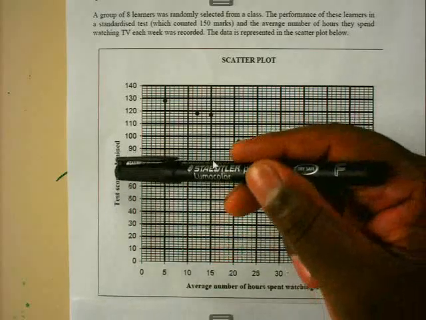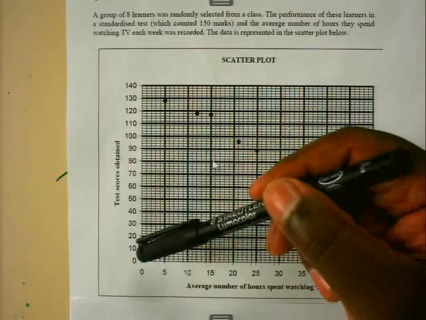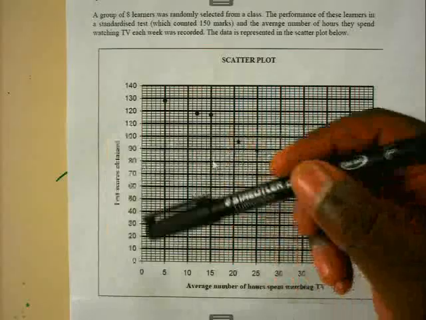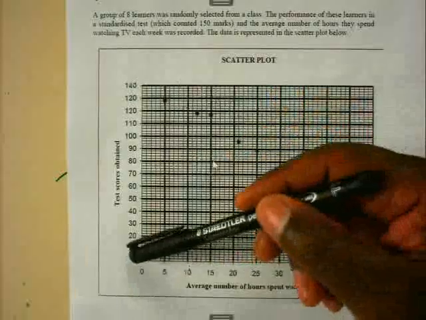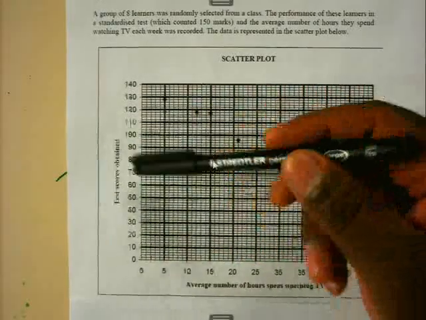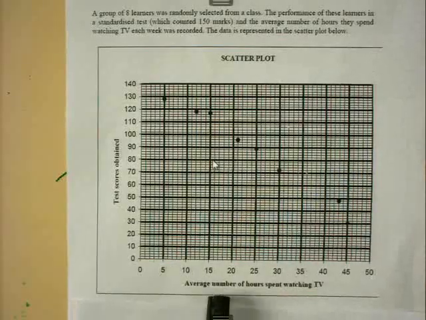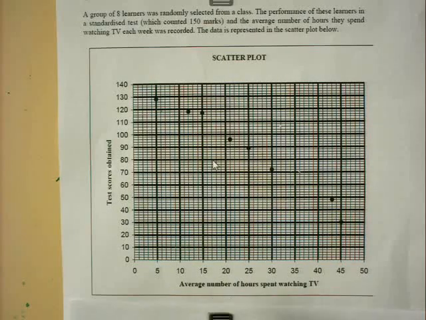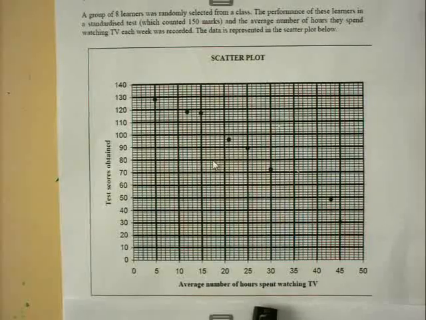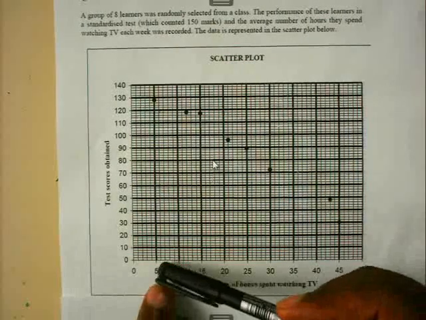The test scores obtained, here we've got test scores. It was out of 150. 10, 20, 30, 40. These are the scores obtained by learners. Here, the x-axis, or the horizontal axis, is the average number of hours spent watching TV. It depends how many hours the first learner spends on watching TV. Let's say, for instance, check this one.